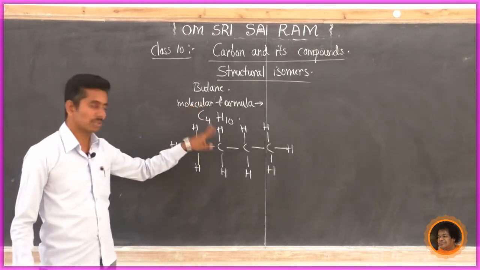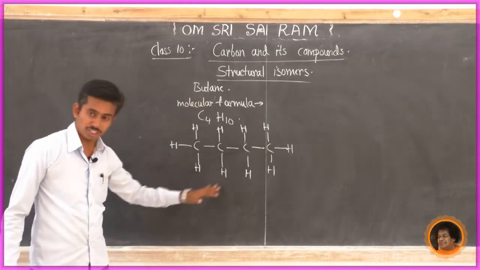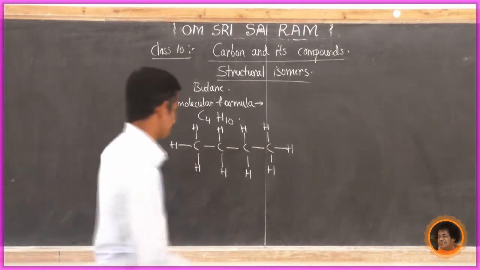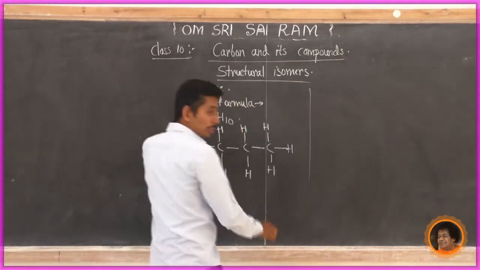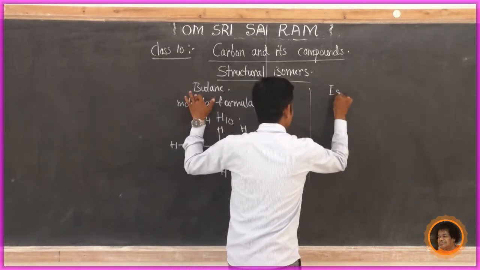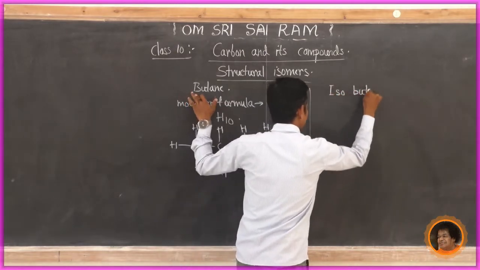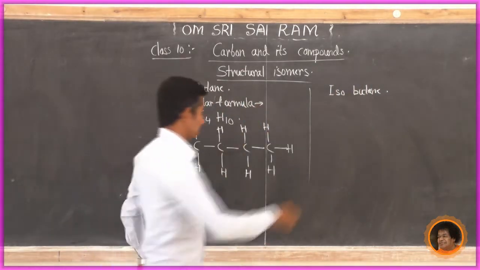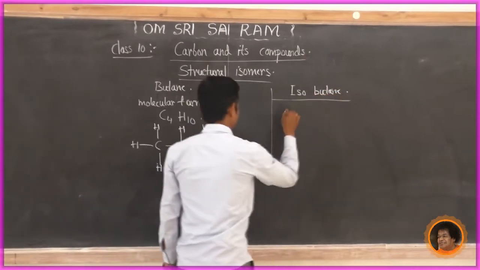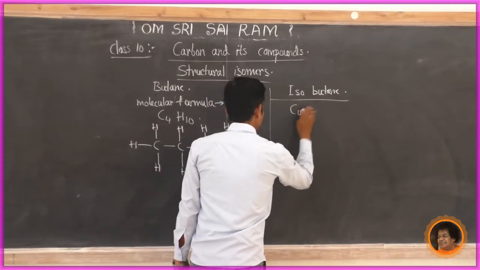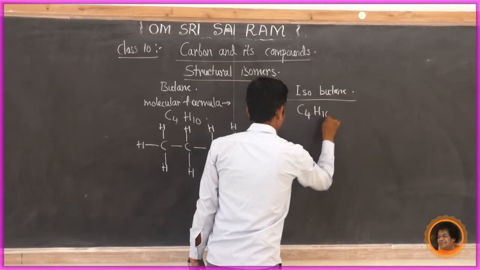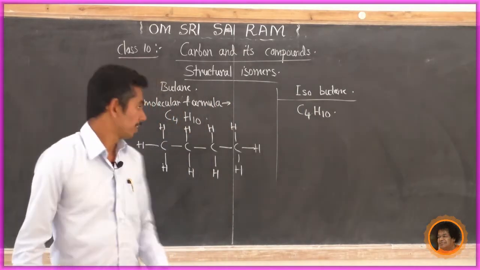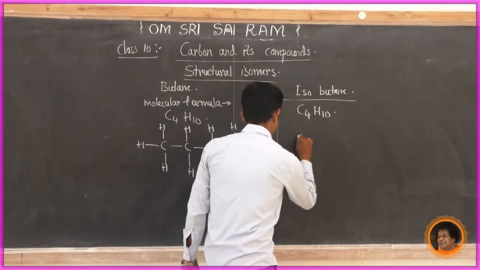What is the molecular formula? C4H10. These are the molecular and structural formulas. Now look at this. This is normal butane. This one is isobutane. What is the difference between butane and isobutane? The molecular formula of isobutane is also C4H10. Now look at the structure.